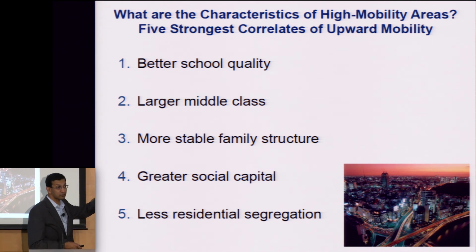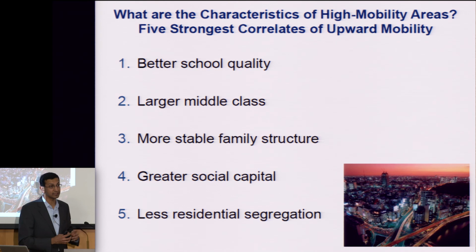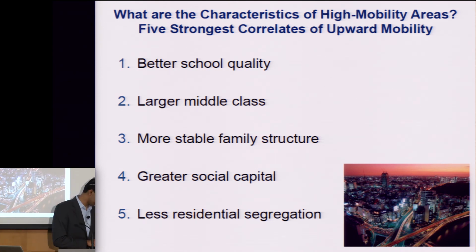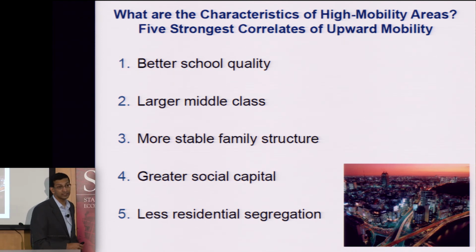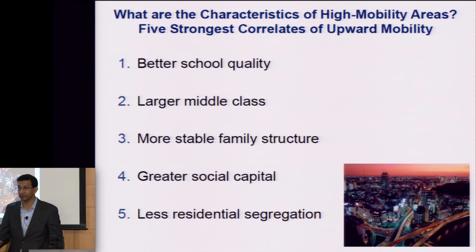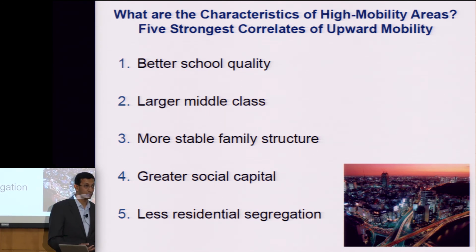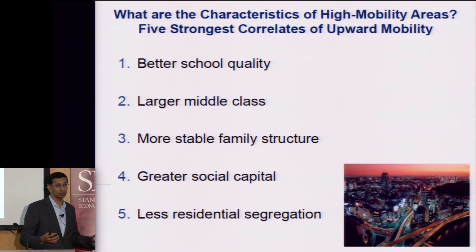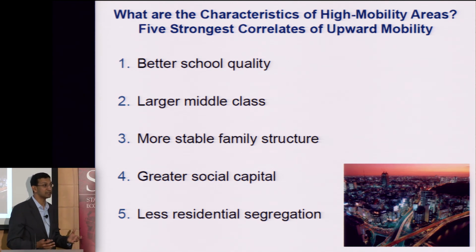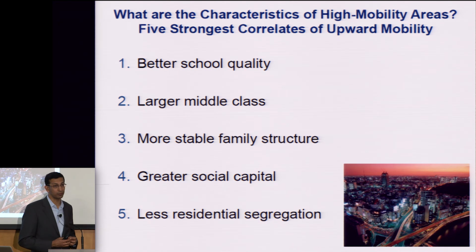So in the interest of time, I'm just going to briefly summarize these here and then talk about why this leads us to think about issues of housing policy. So there are a set of factors we've considered. This slide here lists the 5 strongest correlations we've identified. So first, as you might expect intuitively, places with better public schools tend to have higher levels of upward mobility. Second, places with less inequality, in particular a larger middle class, more people between the 25th and 75th percentile of the national distribution, tend to have higher levels of upward mobility.